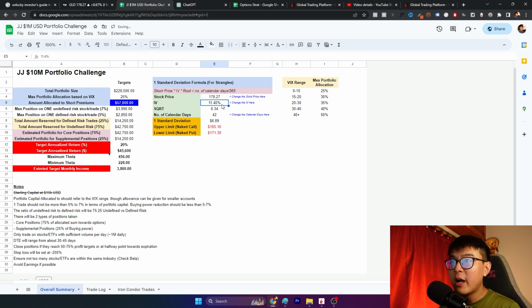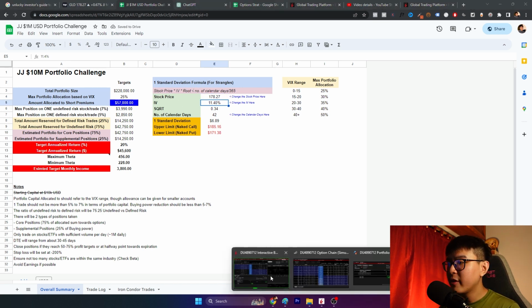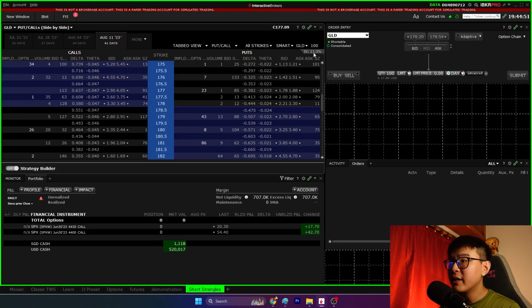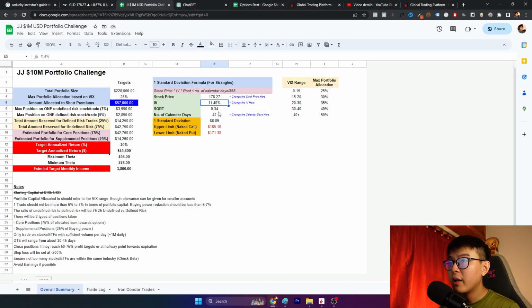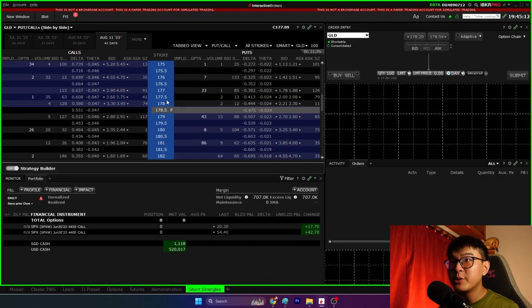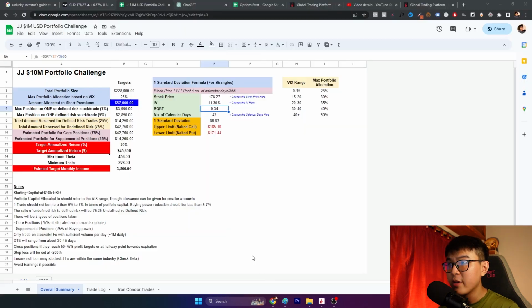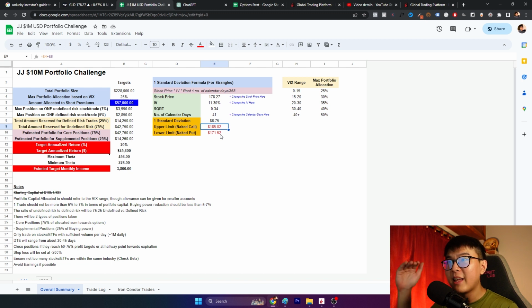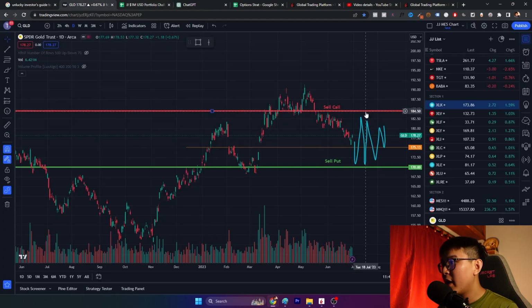So the next variable I need will be IV. I'll then go to Interactive Brokers and see what the IV is over here. It is 11.3. I'll then go back here, click on 11.3. Number of calendar days simply means the date to expiration for a particular option. In this case, it will be 41 days. These two are the price ranges from 1 standard deviation of the current price of gold, which is at 178. In layman's terms, it essentially means that I will sell one naked call at 185 and I'll sell one naked put at 171. It'll be at 185 over here.